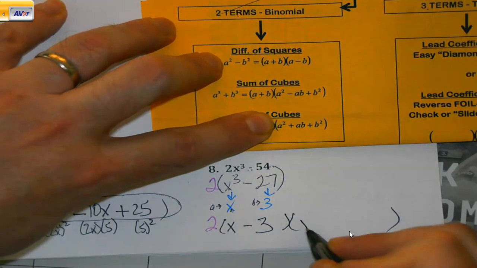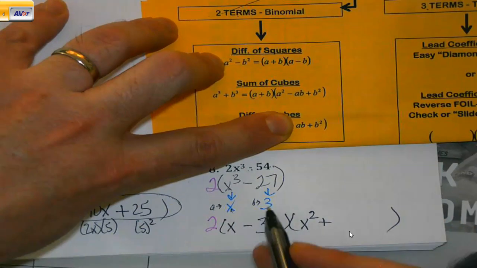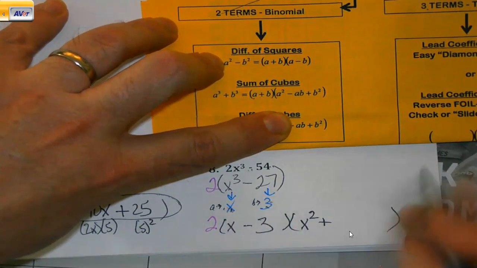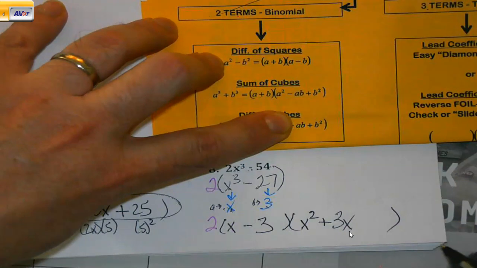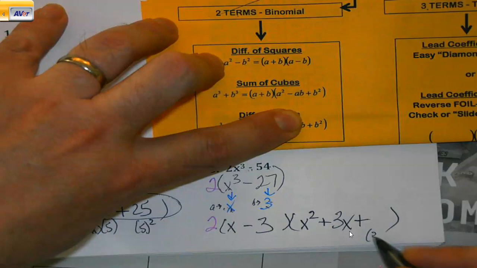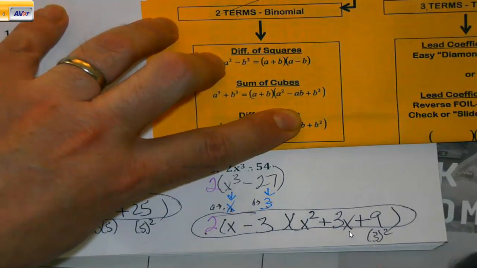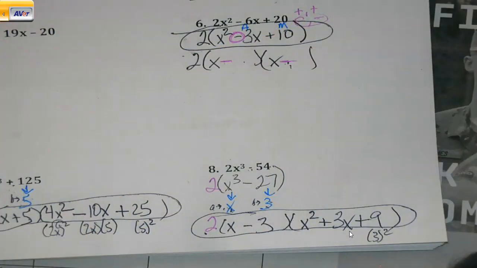Square my A term, which would be x squared, plus multiply these together, plus my b term squared. So I'm squaring 3, which is 9. That 2 again has got to be in the front. Can this drive you crazy at times? Yes. Okay. Can it be frustrating? Agreed, it can be. But again, we've got to get that practice in.